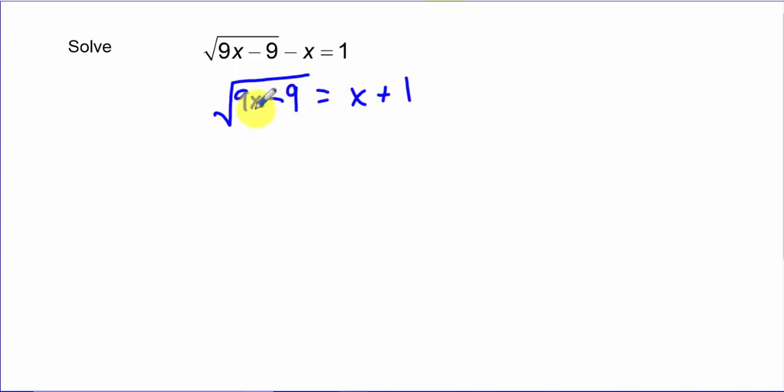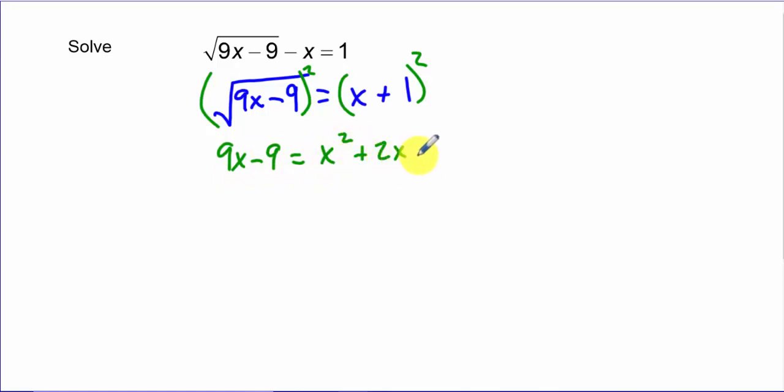Then we can go ahead and square both sides of the equation. In this case, we'd have to FOIL out that binomial. And we get 9x minus 9 is equal to x squared plus 2x plus 1. That's now quadratic, so we set it equal to 0. x squared minus 7x plus 10.